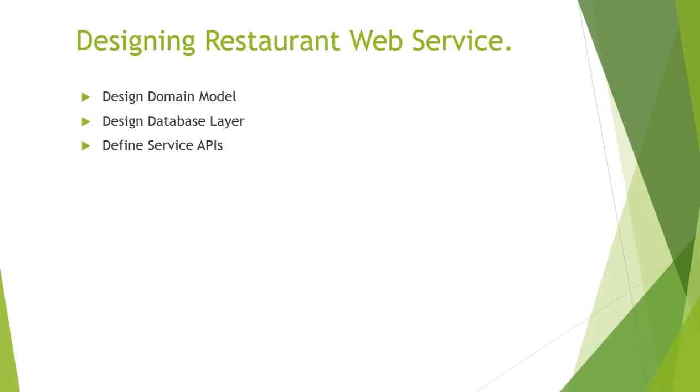So we'll be designing a restaurant web service, and there are three key areas which we need to really design. We need to design our domain model, we need to identify the key database entities, and finally we need to expose our API for our web service.